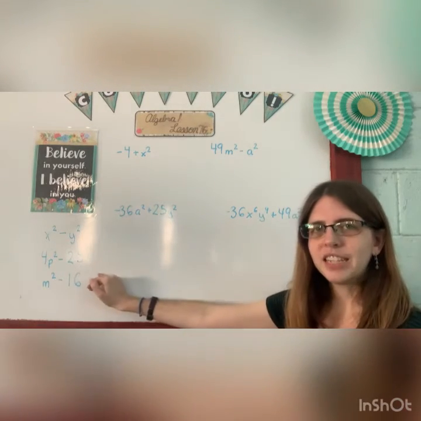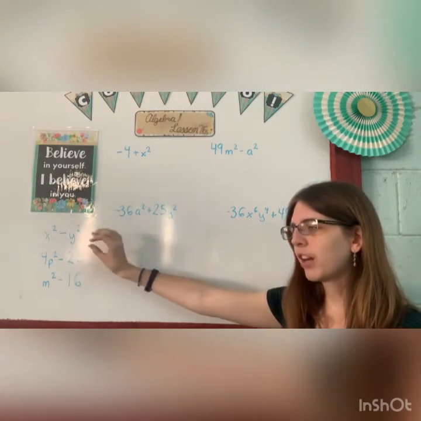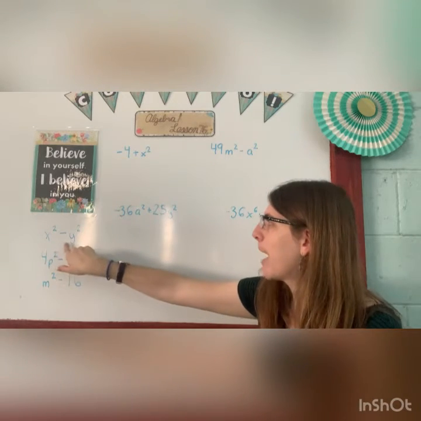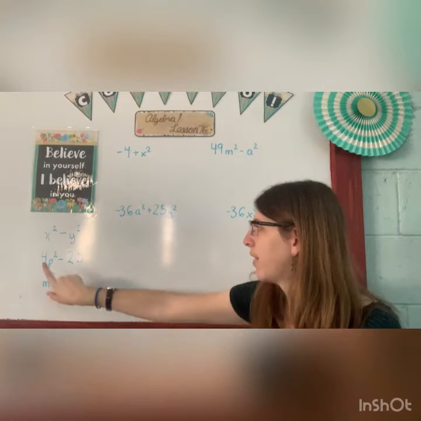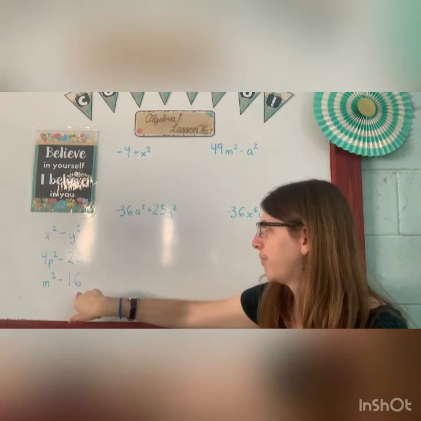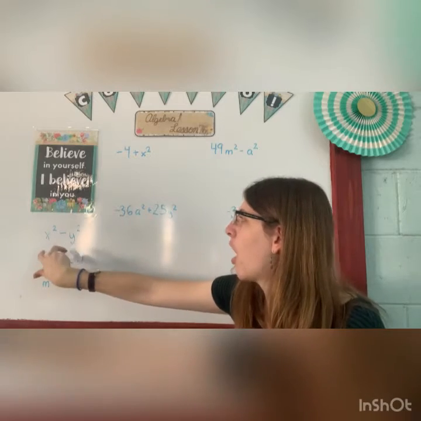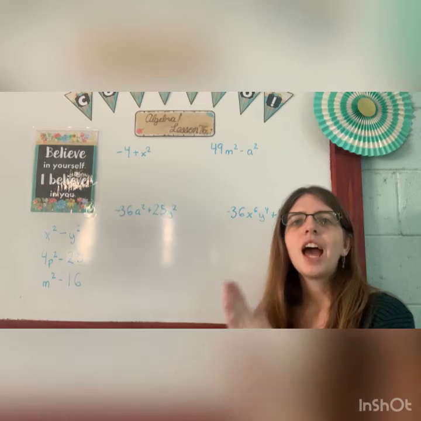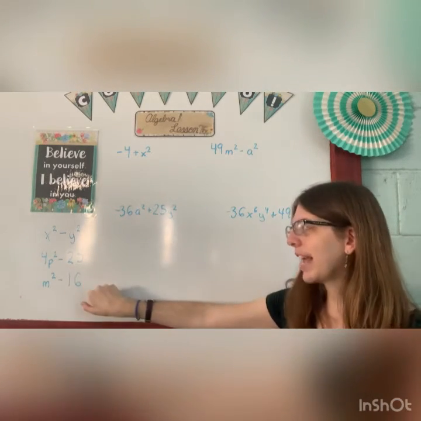I know it's kind of hard to see, especially because there's a bit of a glare, but these are the same problems that are on the top of page 275. You have x squared minus y squared, 4p squared minus 25, m squared minus 16. For each of these problems, both of the terms are perfect squares, meaning you can find the square root of each one of those terms. And notice that one term is negative.